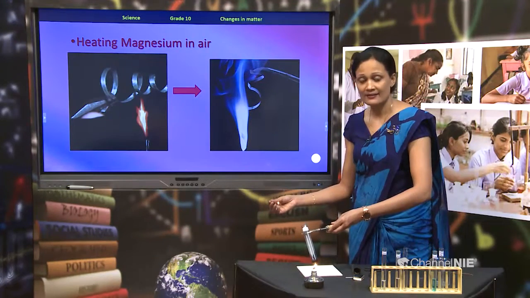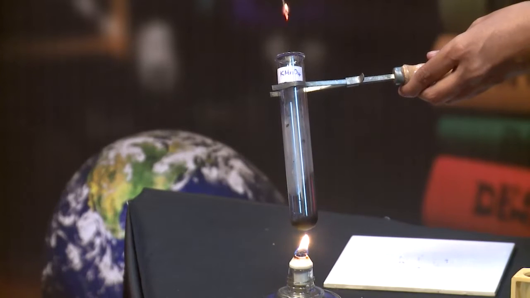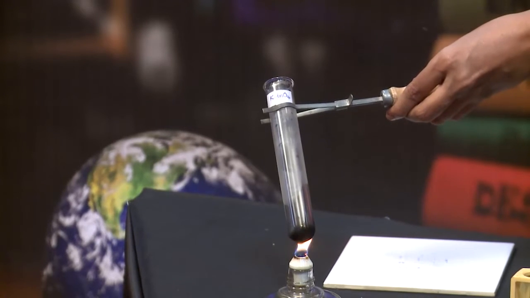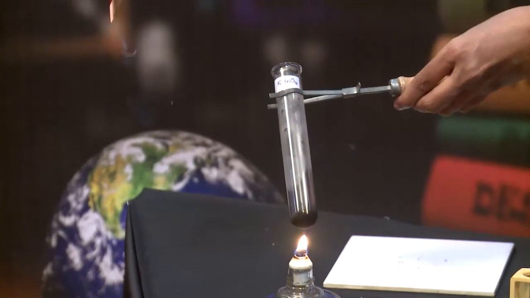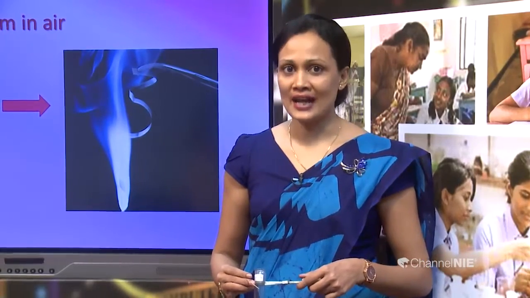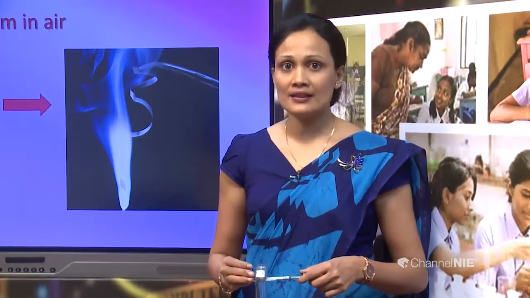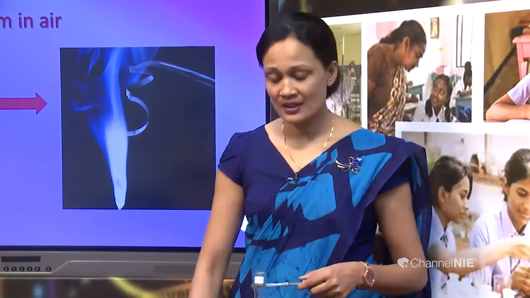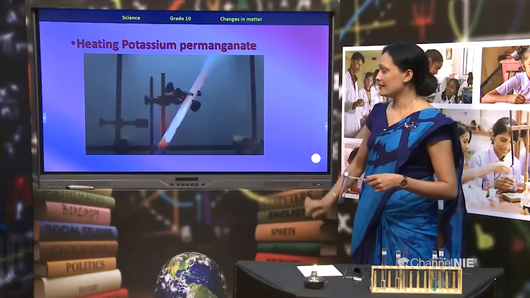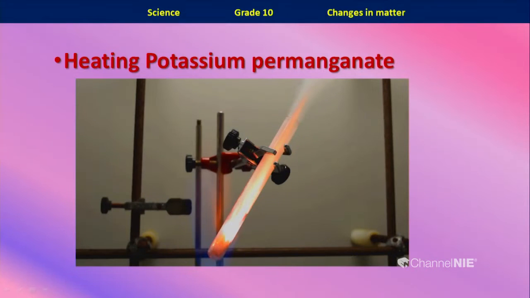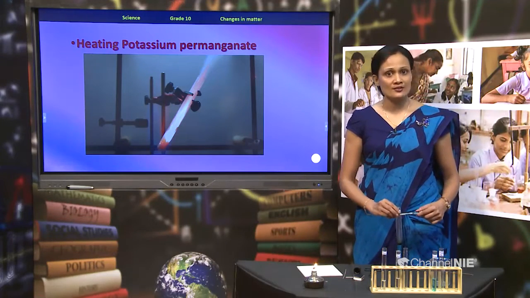Now I am going to insert that glowing splinter into the boiling tube. Again observe it. Here it reignites. Okay children, you observed that the glowing splinter reignites with the product of heating potassium permanganate, that is oxygen gas. In the same way, when heating potassium permanganate, not only oxygen gas but also some other products are produced. Then let's see another activity relevant to changes in matter.